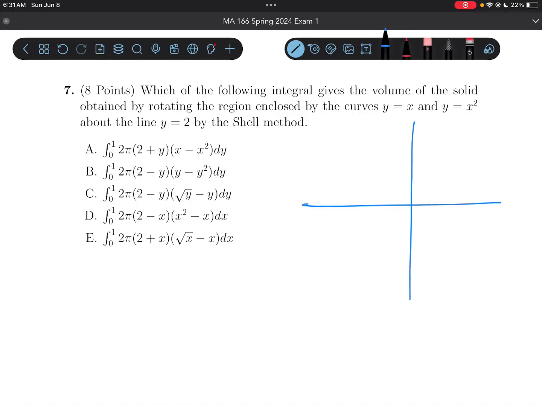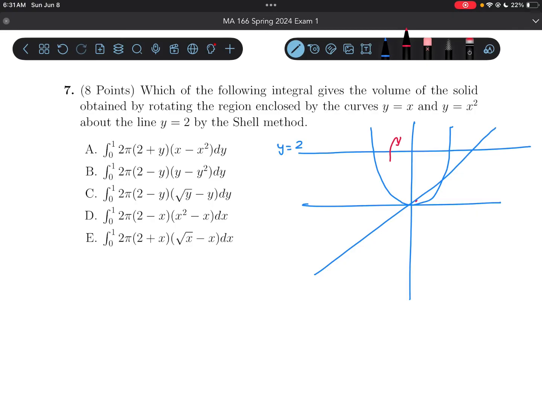So we have y equals x squared. Okay, that wasn't bad. Actually, I'm going to erase this. So this region over here is the region that we're going to be rotating, and this line up here is the line y equals 2. We're going to be rotating this way.